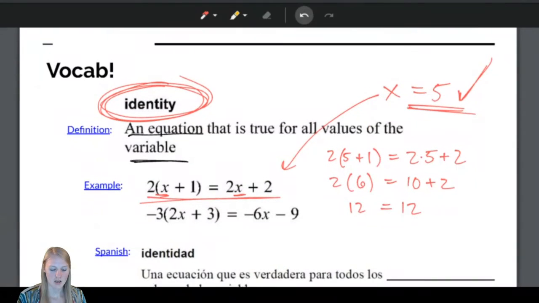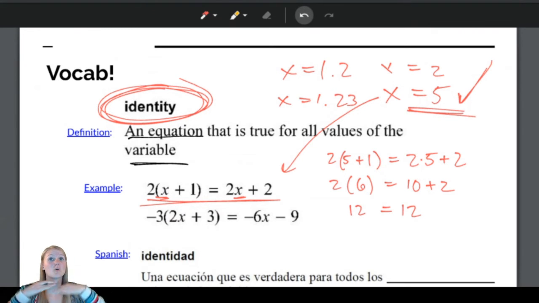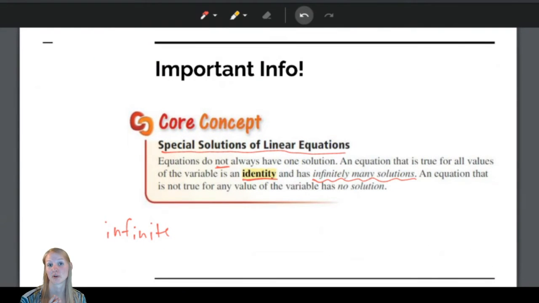So up here, we mean x equals 5, x equals 2, x equals 1.2, x equals 1.23, x equals everything. X equals every single number that exists. There's no way that you can count all the numbers that exist. 1/2, 4/5, 8/5.